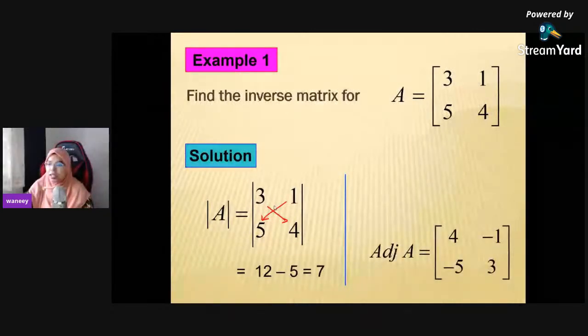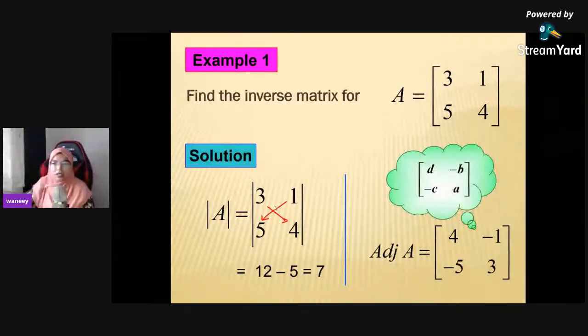Okay, so calculating the adjoint of A. The adjoint of A is D, negative B, negative C, and A. So this is A, B, C, D. Change the places of A and D: A will go down, D will go up. So that is how we have D, A over here.